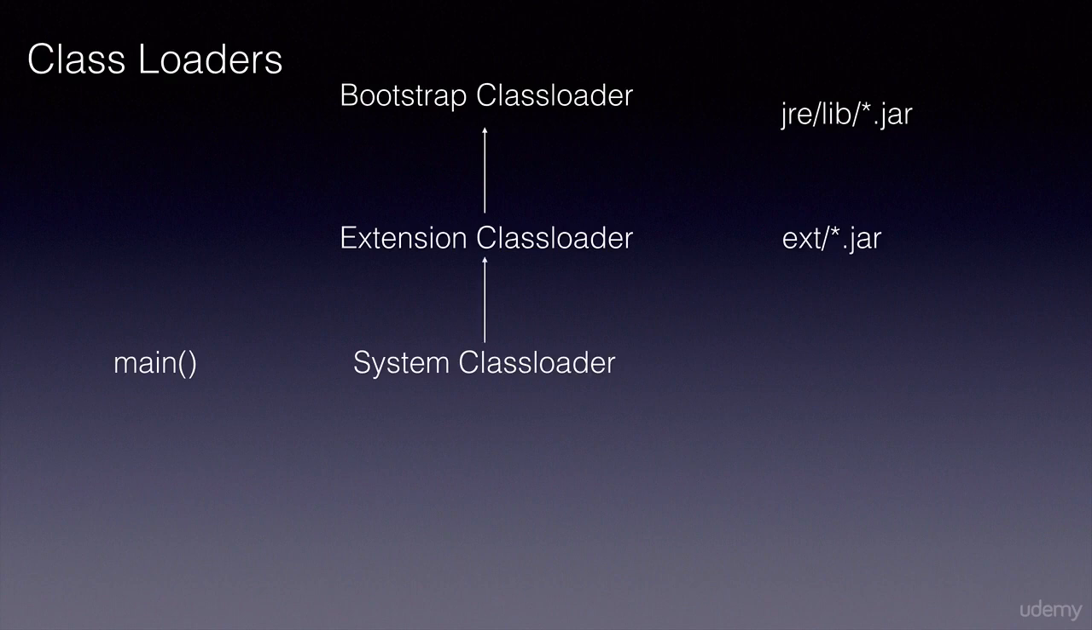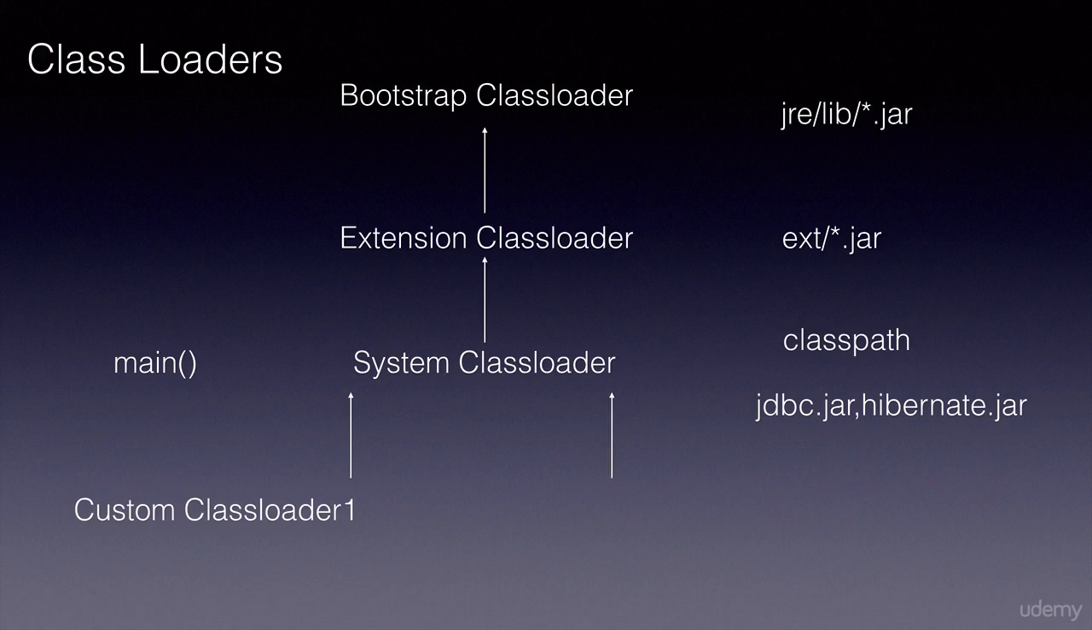Then comes the system class loader, which loads everything on the class path, which we place on the class path, like JDBC jar, Hibernate jar, Spring classes, etc. The JVM provides hooks using which we can write our own custom class loaders. We rarely do this, but application server developers, WebLogic, WebSphere, JBoss, etc., they are the ones who write their own custom class loaders as required.